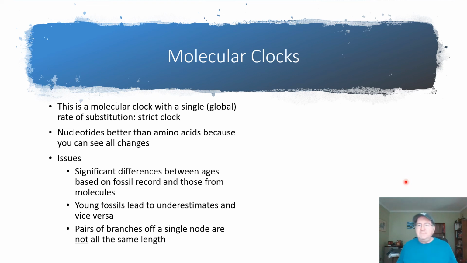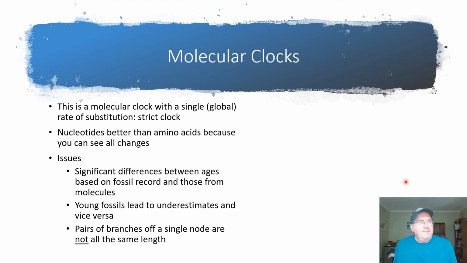So this is what's known as a strict molecular clock, where you have a single global rate of substitution for that protein and perhaps for other proteins as well. Zuckerkandl and Pauling thought that nucleotides were better than amino acids in this regard because any change in a nucleotide will be visible, whereas amino acids may mask underlying changes, because there are synonymous codons for amino acids, and so hide them from you. So nucleotides would be better.